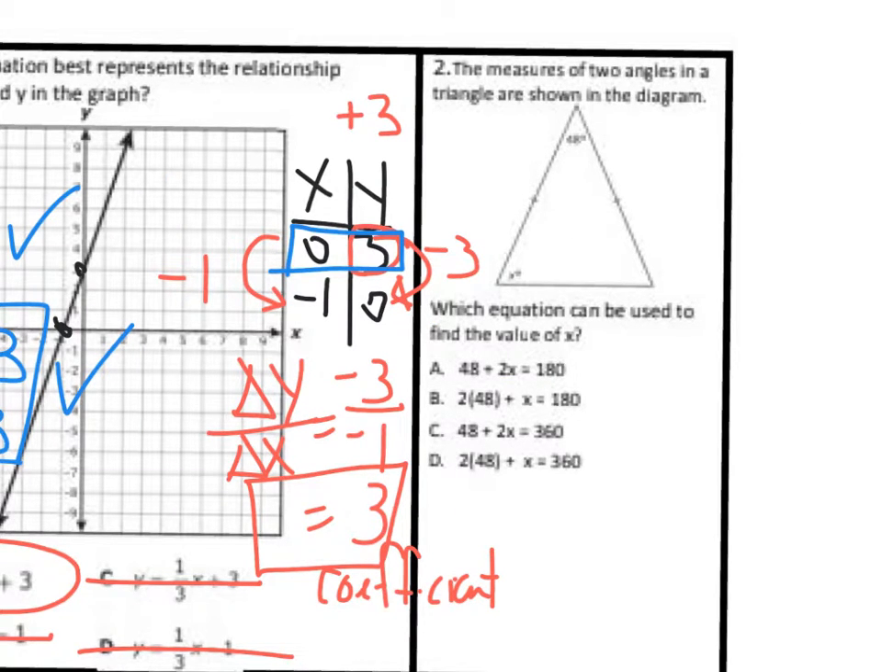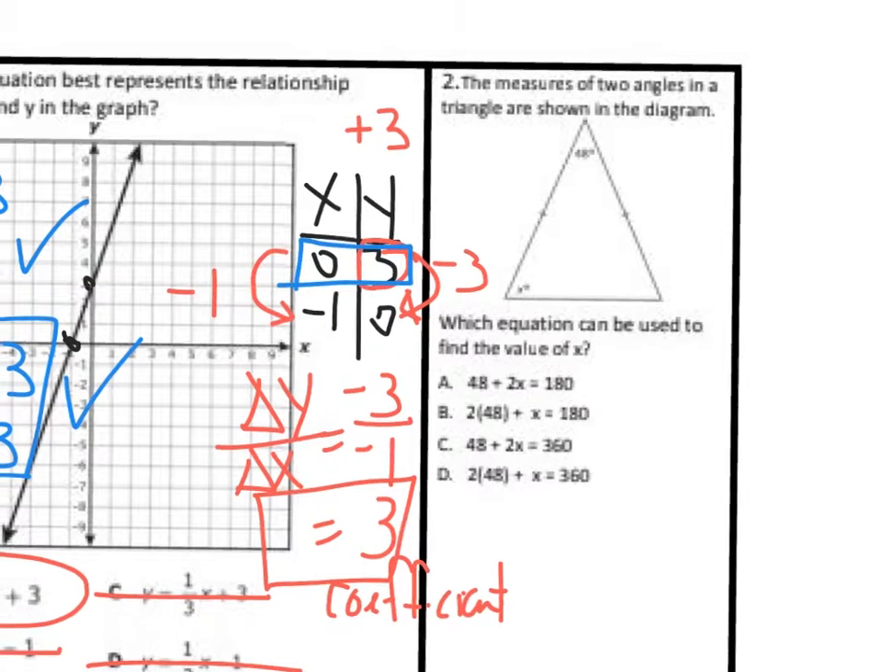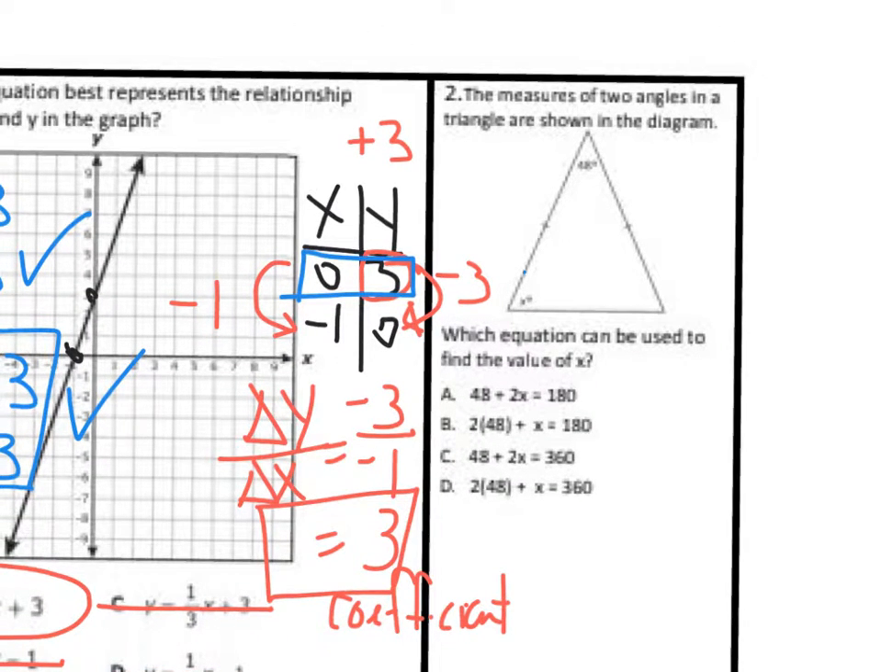Okay, so number 2, we're talking about triangles. So it says the measures of 2 angles in a triangle are shown on the diagram. Which equation can be used to find the value of x? So we know that this is what kind of a triangle? Isosceles triangle. So that means 2 angles are going to be congruent, right? And the 2 angles that are congruent is the base angles, which is the opposite sides of the congruent sides.